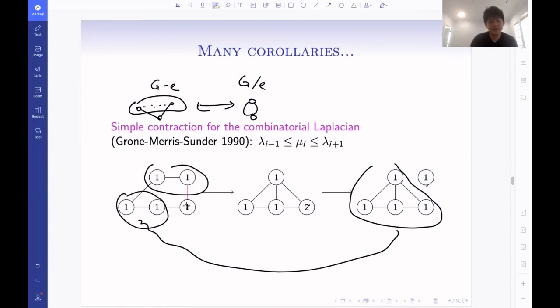asking what happens if you contract a lot of vertices at once. You contract them all together, and you do the same thing of getting rid of vertex weights here. You get an interlacing relation for the combinatorial Laplacian when you smush vertices together.